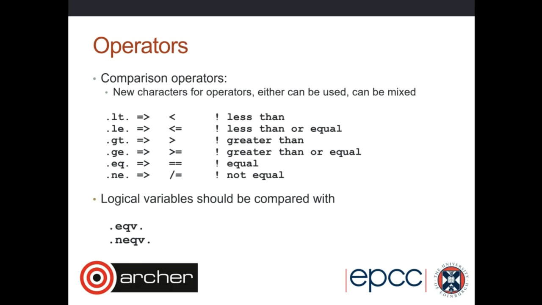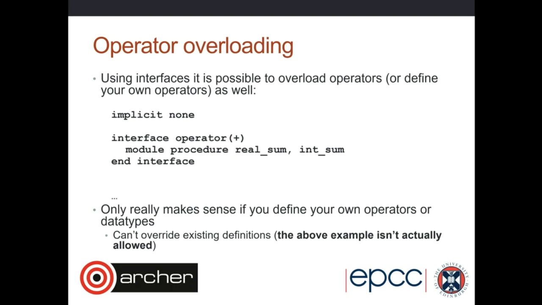As well as those new comparison operators, you do have the functionality, and I may be lying if I say this is 90 stuff, it may have been in Fortran 77, I've not actually checked, but it's certainly there from Fortran 90 and beyond, you do have the ability to define your own operators by defining an interface. And you can also overload existing operators.